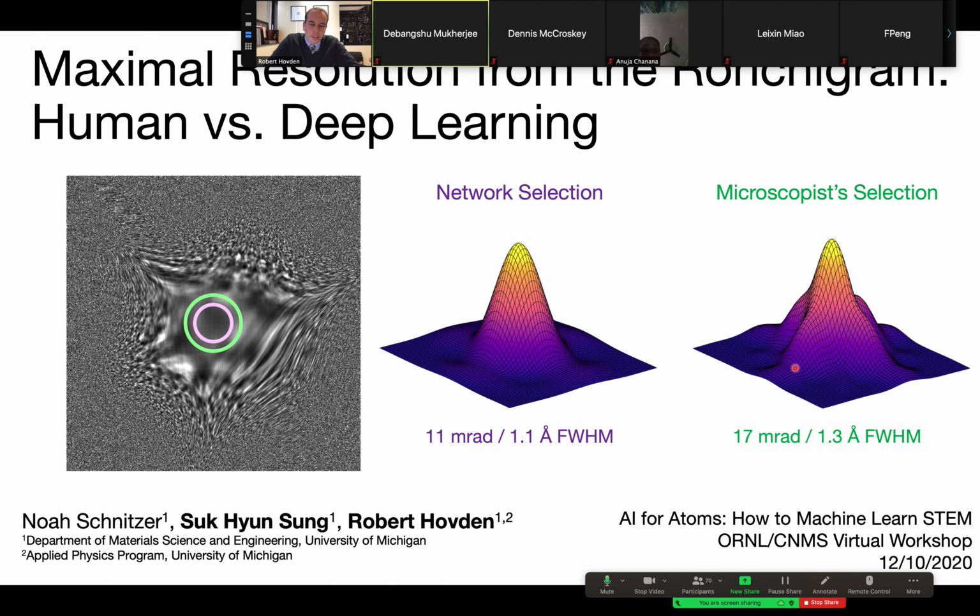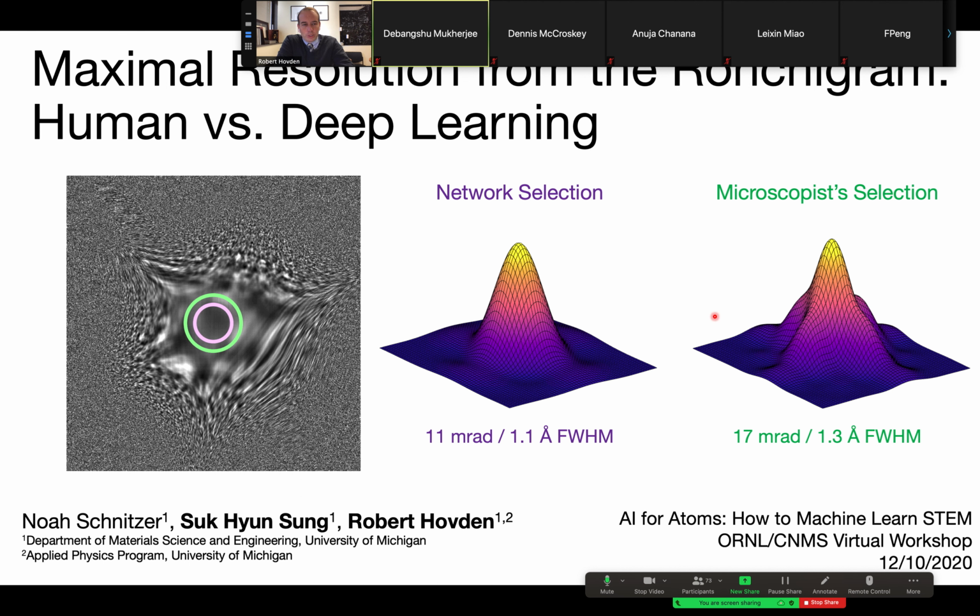The network's choice, however, at 11 milliradians, gives a smaller full width half max of 1.1 angstrom, but perhaps more important than the resolution is the improvement in overall probe quality. The network selection has a more rotationally symmetric probe, and the microscopist selection has a broken symmetry and nasty probe tails that can degrade the interpretation of your images.